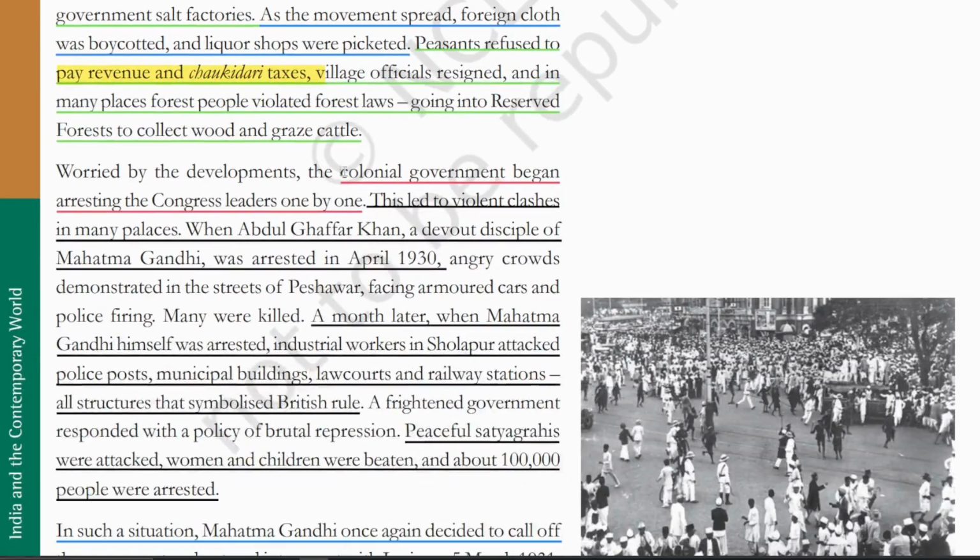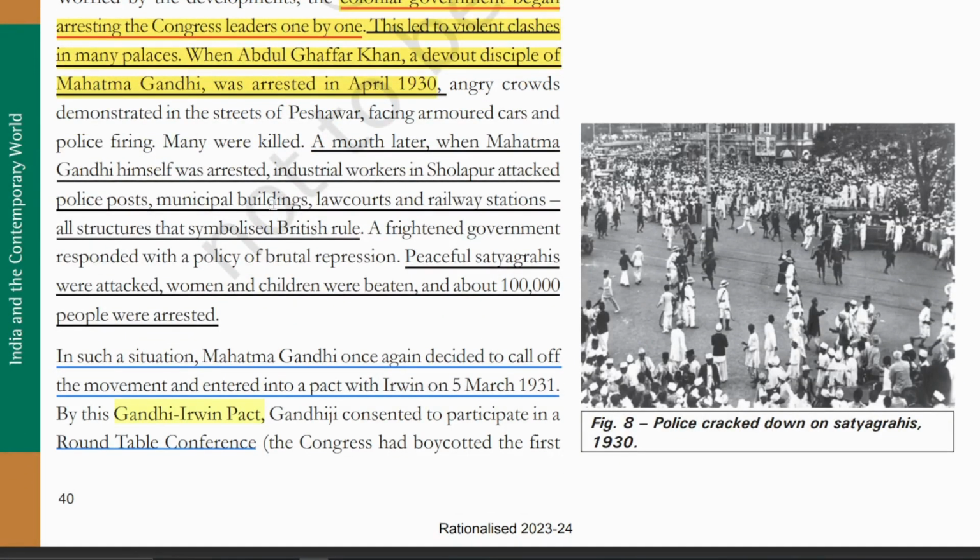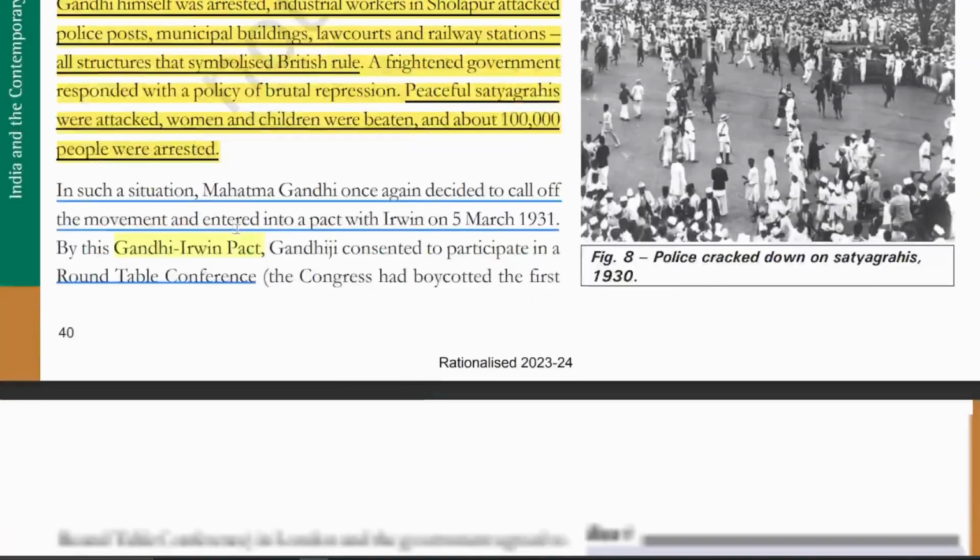Yeah, this part. And the colonial government, how the colonial government arrested the Congress leaders. Maybe it was more like a dictatorship. You could even write your viewpoints. A month later, when Mahatma Gandhi himself was arrested, this is also very important.